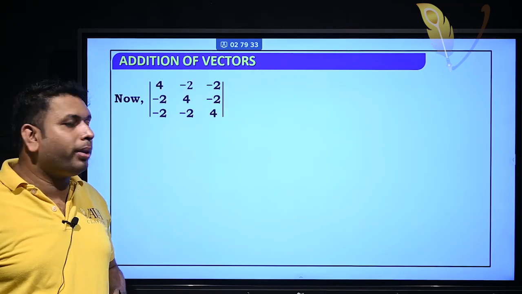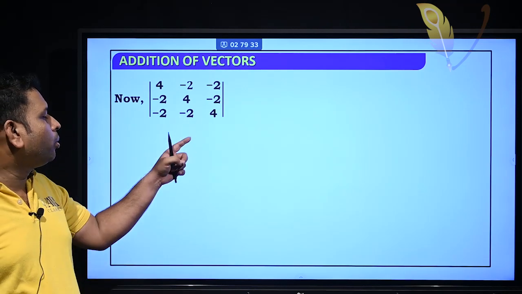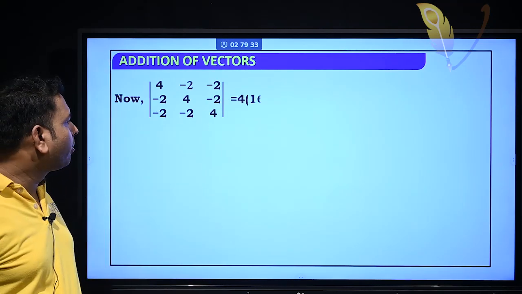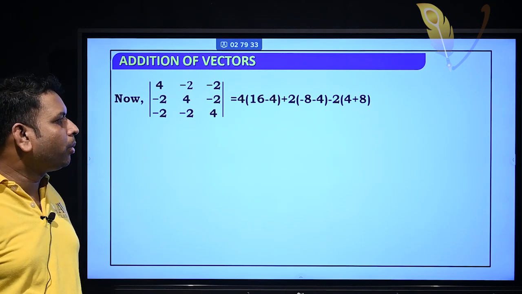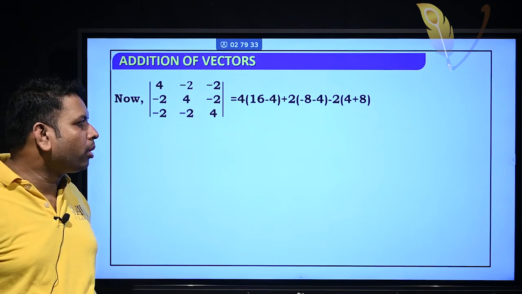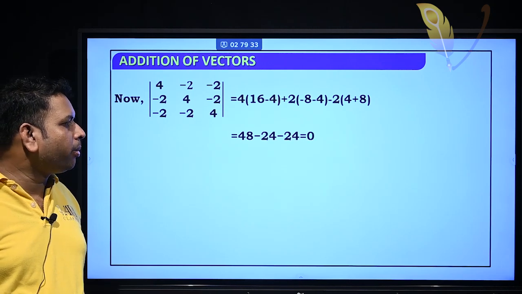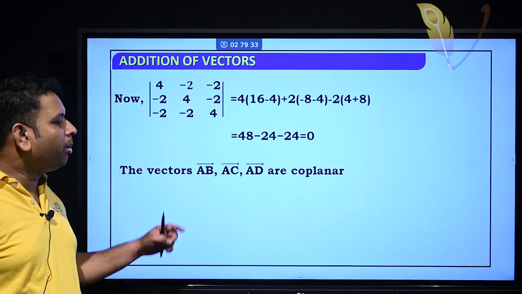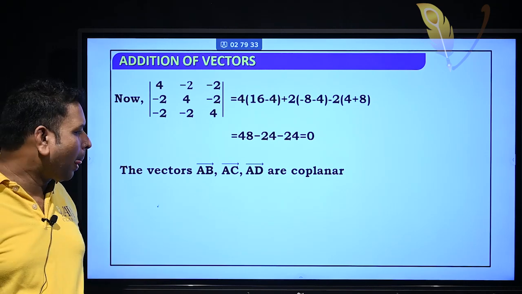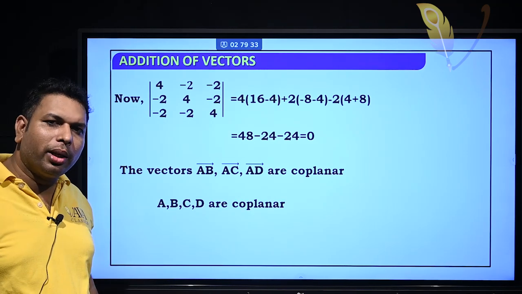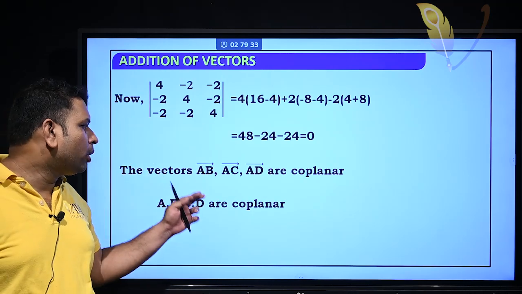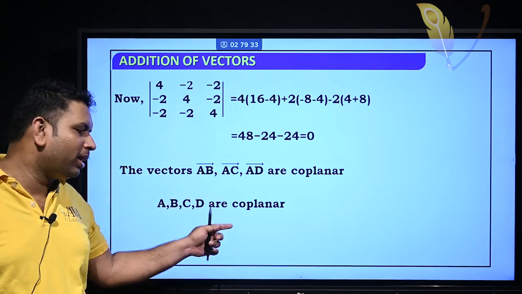Now the determinant 4, minus 2, minus 2; minus 2, 4, minus 2; minus 2, minus 2, 4 equals 4 into 16 minus 4, plus 2 into minus 8 minus 4, minus 2 into 4 plus 8. So 48 minus 24 minus 24 equals 0. The vectors AB, AC, AD are coplanar. Okay, the determinant is 0, so AB, AC, AD are coplanar. That implies A, B, C, D are coplanar.